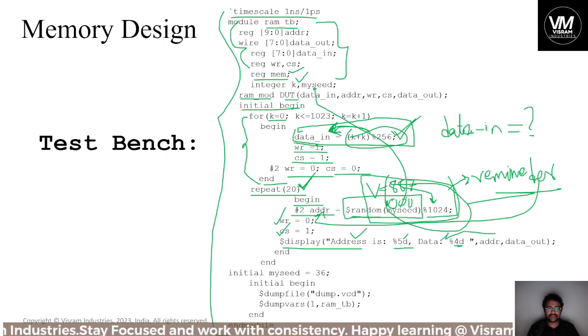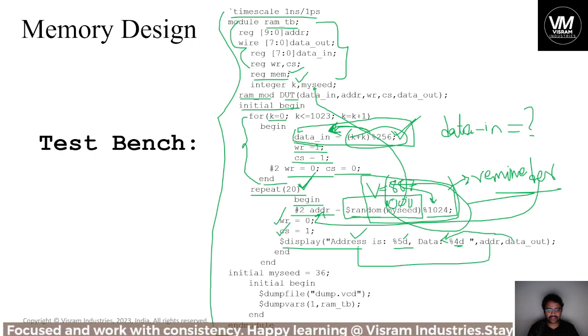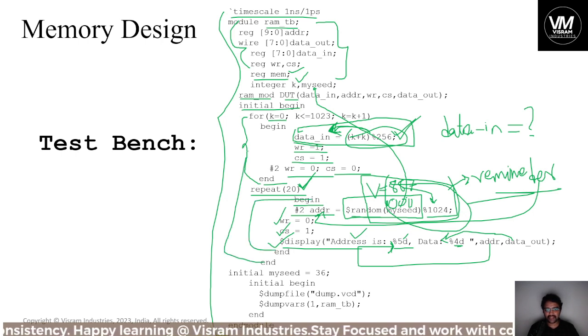Address and data out are mentioned. So data out is mentioned and address is mentioned in this %5d. This is how you can print the display. And end with the begin, and this end with the initial begin.